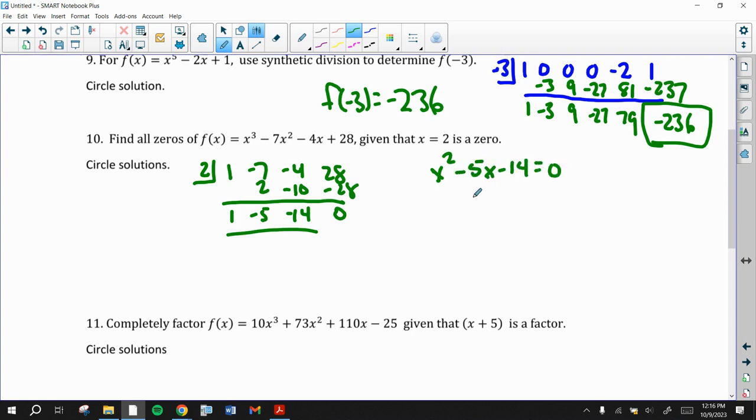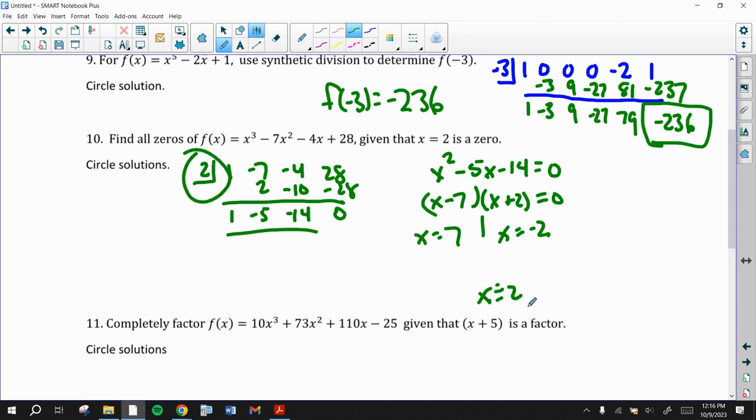To find the other zeros, factors of -14 that add up to -5 are -7 and +2, which means that x equals 7 and x equals -2 are the other zeros. So the zeros are x equals 2 from up here, -2, and +7.